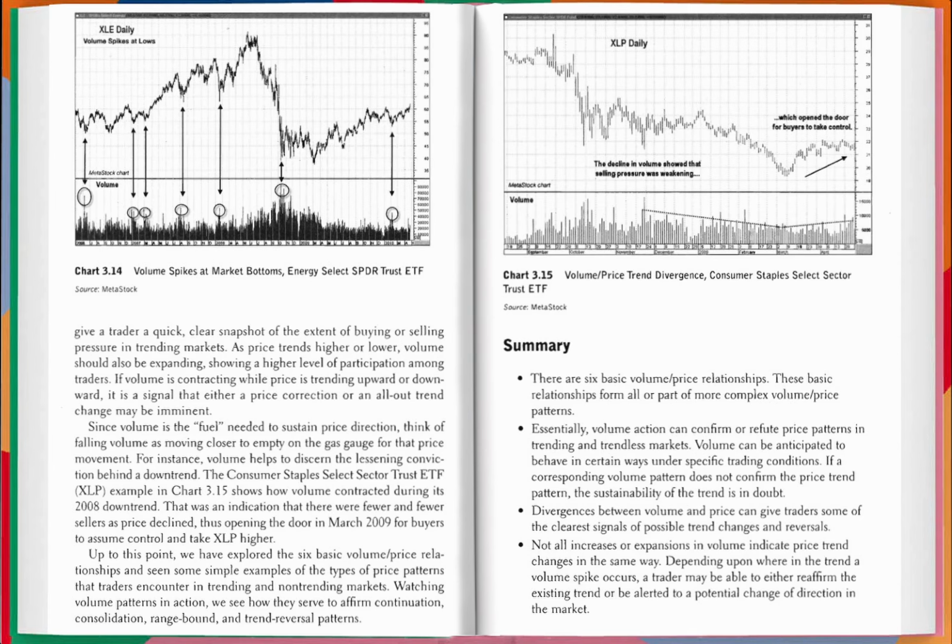Divergences between volume and price can give traders some of the clearest signals of possible trend changes and reversals. Not all increases or expansions in volume indicate price trend changes in the same way. Depending upon where in the trend a volume spike occurs, a trader may be able to either reaffirm the existing trend or be alerted to a potential change of direction in the market.